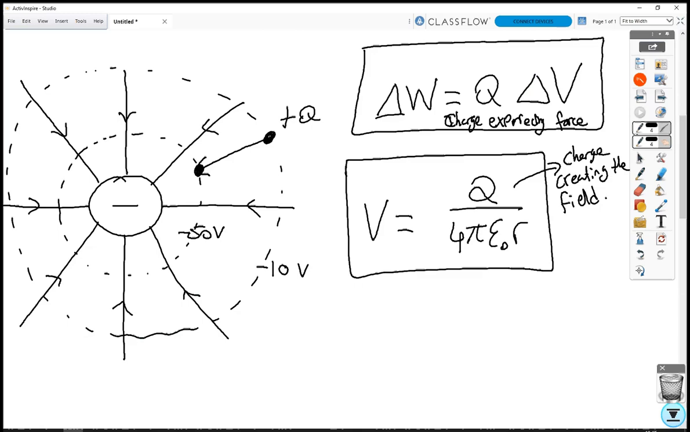So you have to think carefully about it this time. It's not as simple as it was in gravitational fields, because now you can have positive and negative charges. In gravitational fields that wasn't the case. You could only have positive gravitational charges, which is just mass. You can't have negative mass, right?